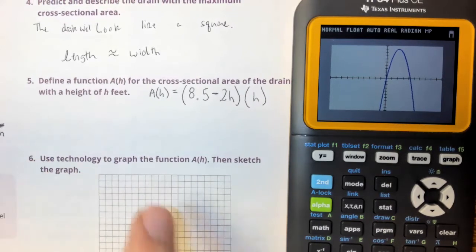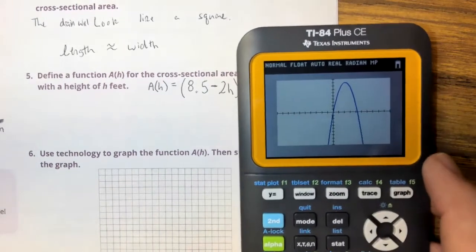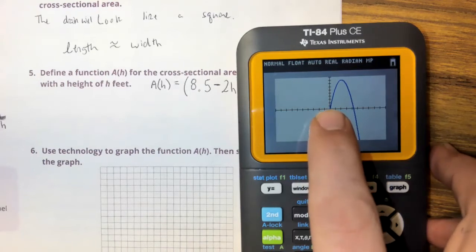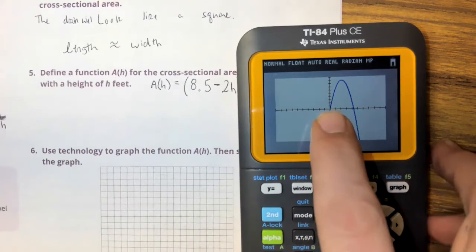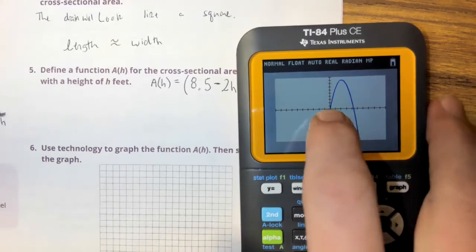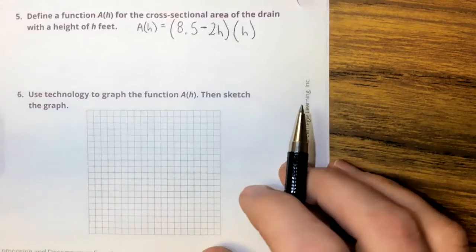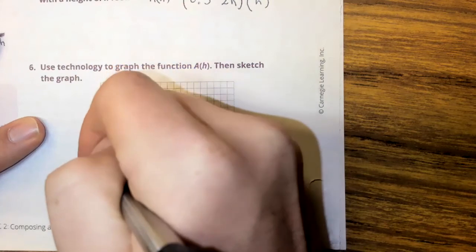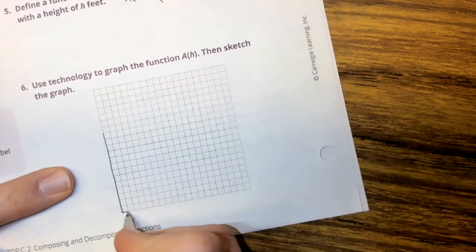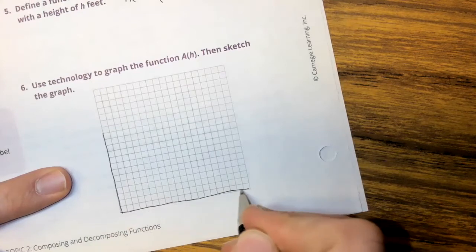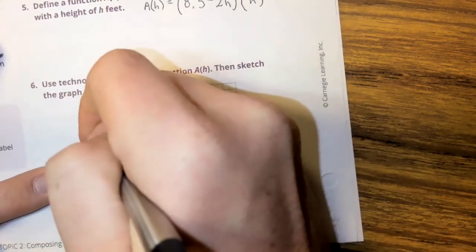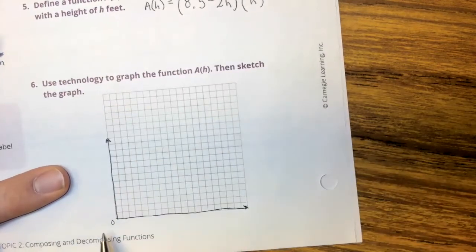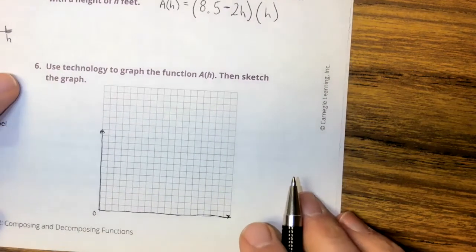So use technology to graph the function, then sketch the graph. So this is what our function looks like. When the height's 0, the area is 0. That makes sense because we don't have any height. We're not covering any flat area. Maybe I'll make this kind of clear here. Let's graph our function. I'm just going to go ahead and start way down here, because the negative values are not going to make any sense for us. We're not going to have negative areas or negative widths or negative heights. So I'm just going to start my graph off at the origin at 0. That's all I really need to worry about.